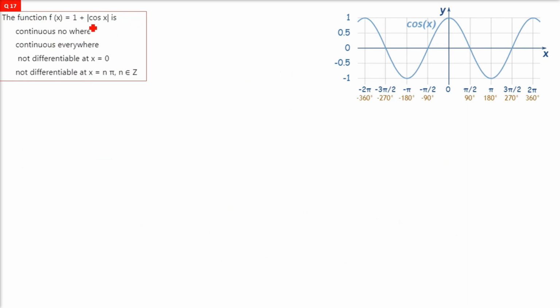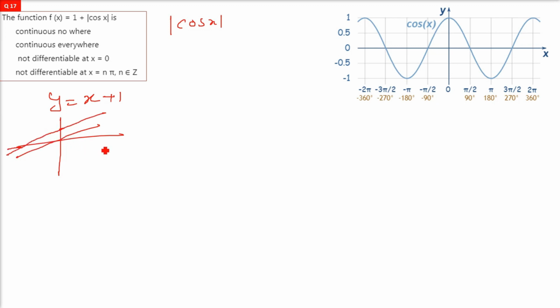The function f(x) equals 1 plus modulus of cos x. Now, modulus of cos x we have already known. For y equals x, if it is a line, it will pass through the origin. When we add plus 1, that means you go up, just 1 point ahead. This is y equals x plus 1. And when we have x minus 1, you are 1 point below. So this is how the function changes. But the actual scenario, the actual panorama of the question, doesn't change.